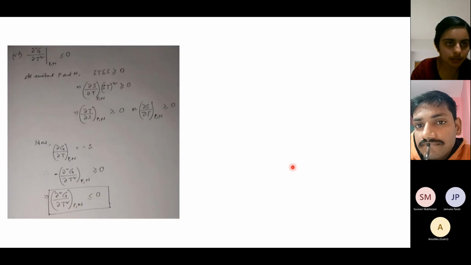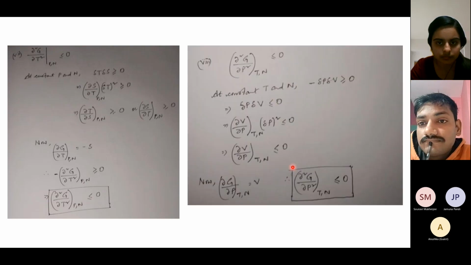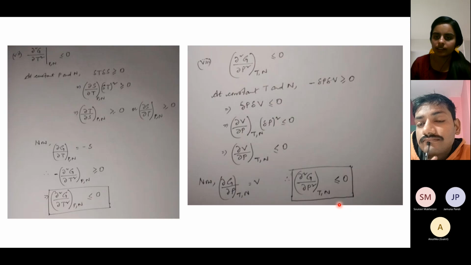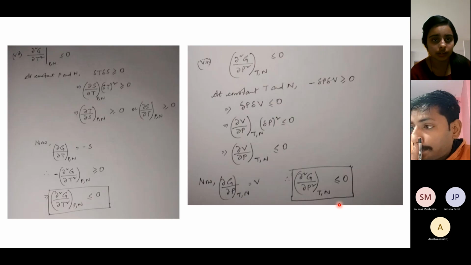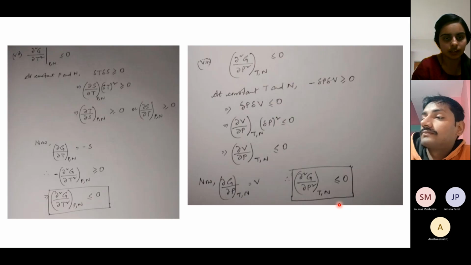Similarly, this is how it goes for the Gibbs free energy. Here the double derivatives are negative, both with respect to temperature and pressure. Try to understand how you are getting to this, because this tells you how the thermodynamic potentials change according to the stability criteria.